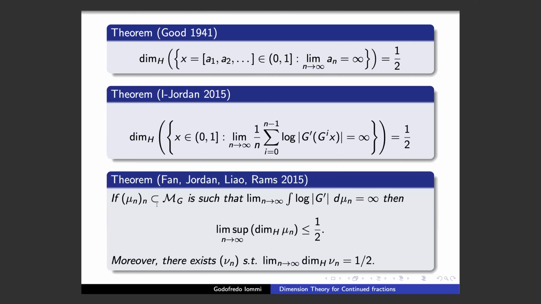So you have these two viewpoints. So the dimension at infinity is essentially 1/2.